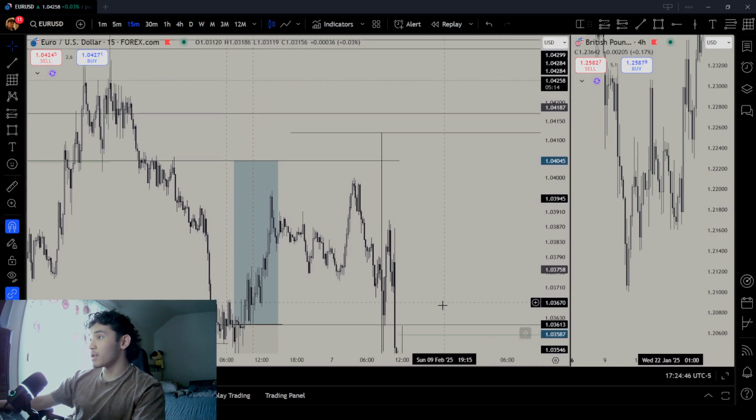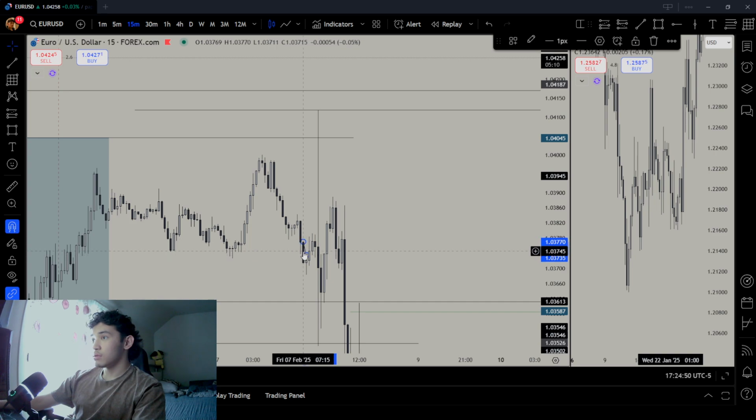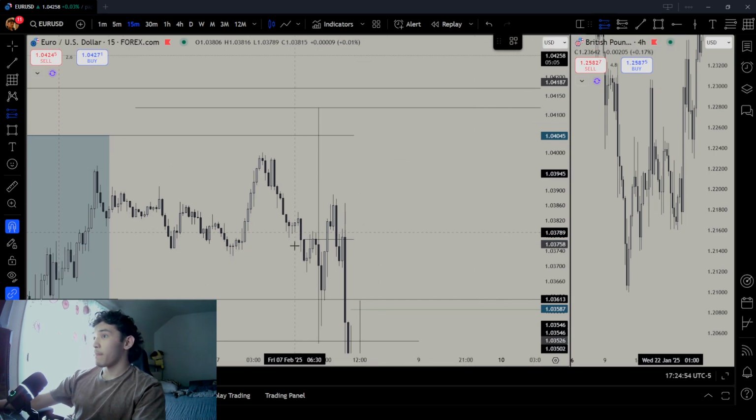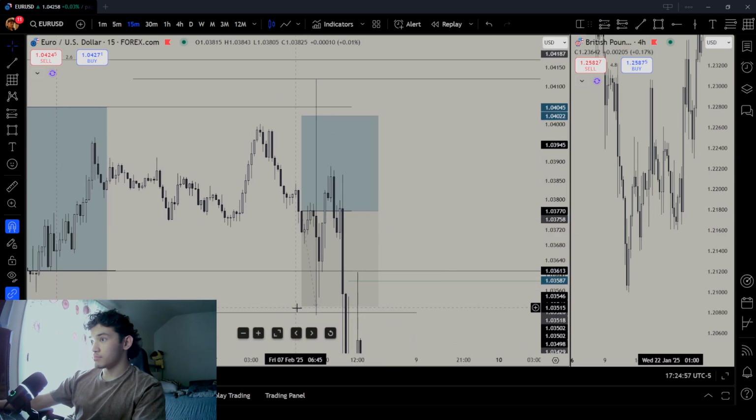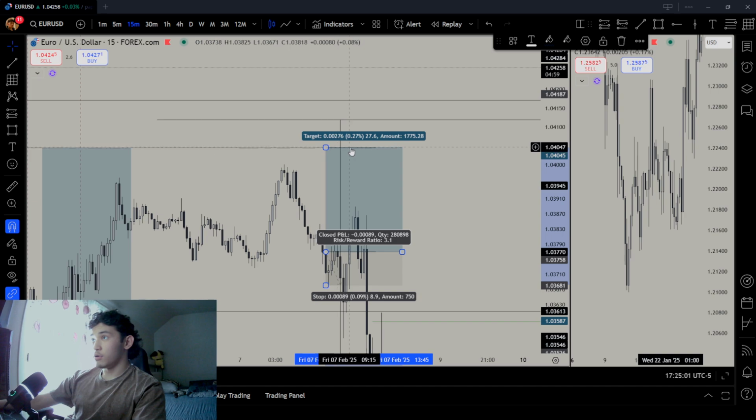Right on NFP, you had a setup too. So your take profit on NFP would have been right on the same take profit as the other one right over here, right? You can see. Push it down. Boom, the take profit would have been the same spot.